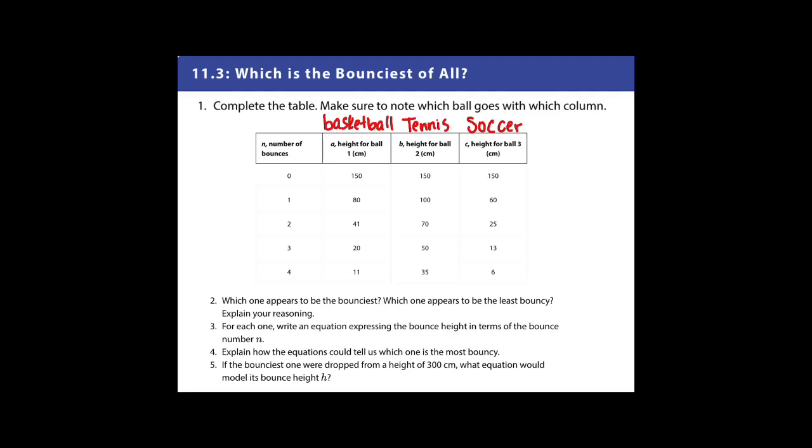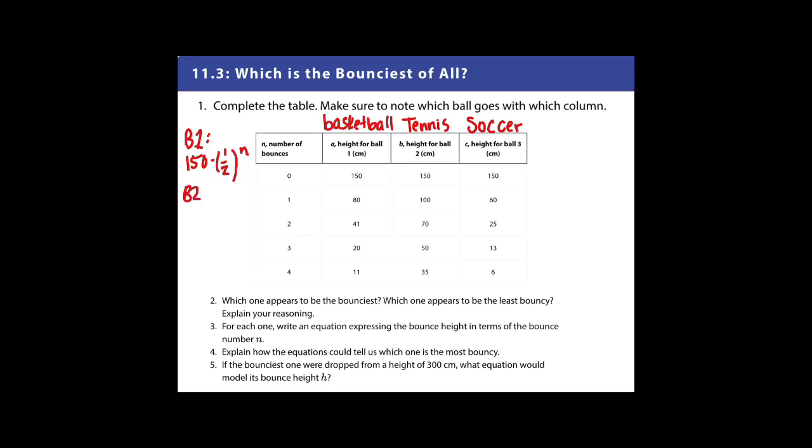Number 3, for each one, write an equation expressing the bounce height in terms of the bounce number n. So ball 1, it would be 150 times half to the n power, or it would be 150 times 0.5 to the n power. Either way you want to write it is fine.